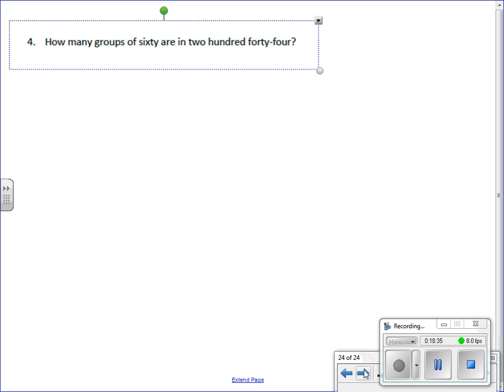Okay, number 4. Last one we've got. How many groups of 60 are in 244? So that means we have 244. We're dividing it by 60. If I estimate that, I've got 60. I'm going to make that 240. 6 goes into 24 4 times.